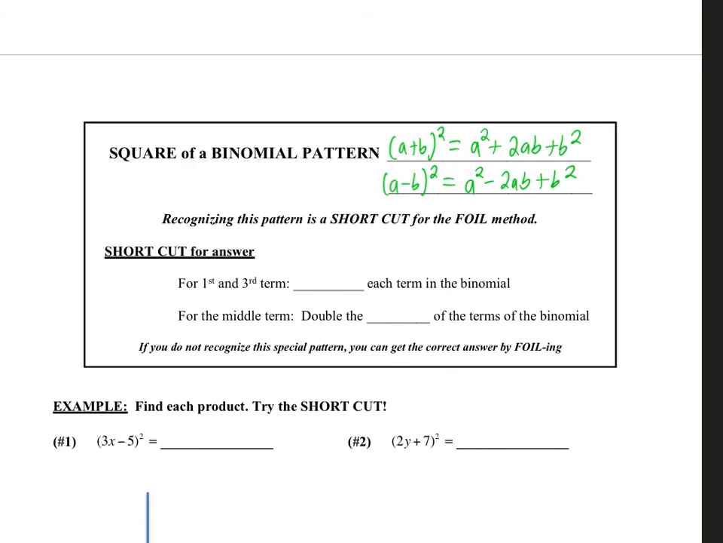So basically you're still going to square the a and square the b, but for the middle term you're going to double a times b, and you're going to put that in the middle, okay? So the shortcut for the answer is to square each term in the binomial, and then you're going to double the a times b of the terms in the binomial, okay?